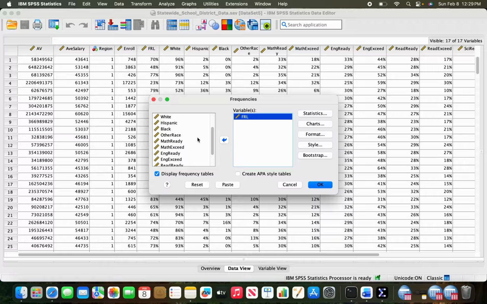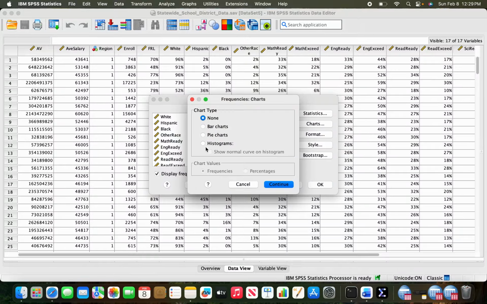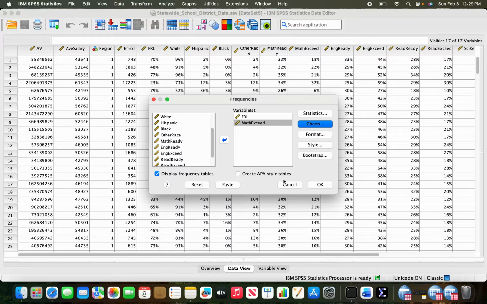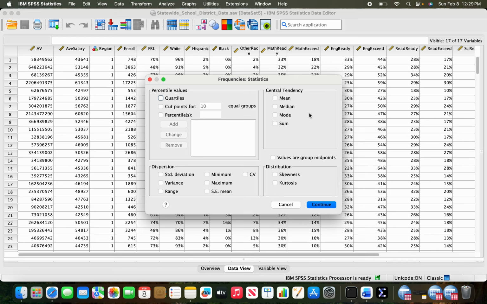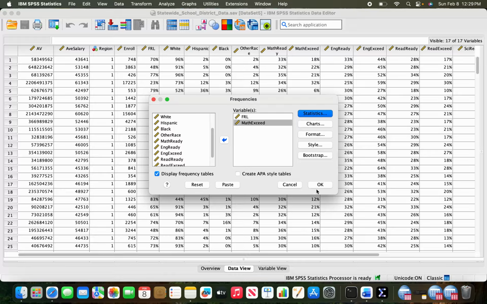Free reduced lunch, math exceed charts. I'm going to look for a histogram. I want to show the normal curve on the histogram. I want to say okay. I don't think I need anything on this screen, so I'm going to say okay, and then I'm going to say okay.